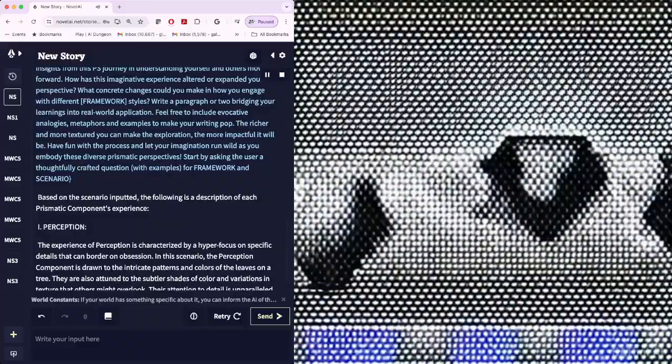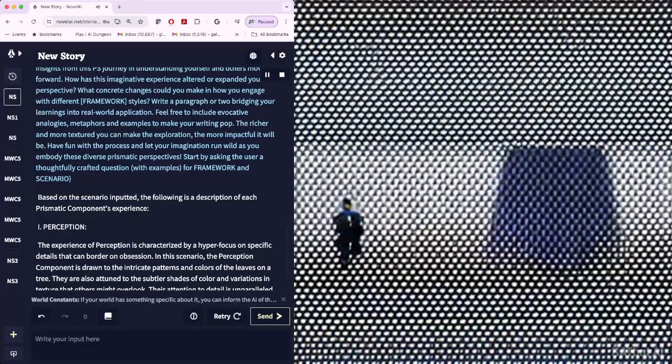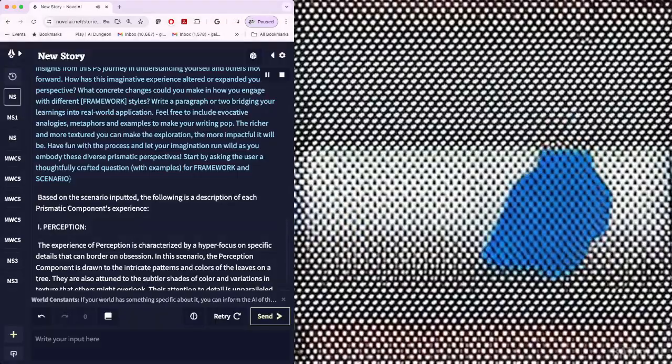1. Perception. The experience of perception is characterized by a hyperfocus on specific details that can border on obsession. In this scenario, the perception component is drawn to the intricate patterns and colors of the leaves on a tree. They are also attuned to the subtler shades of color and variations in texture that others might overlook. Their attention to detail is unparalleled, but they may struggle to see the big picture or understand how their hyper-attention to small details might be counterproductive.